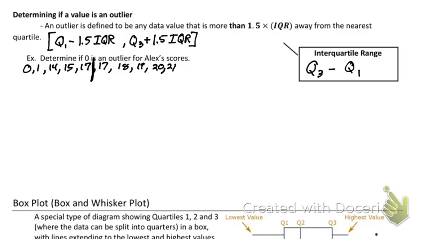Once again, I do this every single time: I do my n plus 1 divided by 2. I think it makes it a little easier. So my quartile 2, or my median, is 17. My quartile 1 is going to be smack dab between 0, 1, 14, 15, 17. That's 5 pieces of data. 5 plus 1 divided by 2 is going to be 3. 1, 2, 3. This is going to be my quartile 1. And then my quartile 3 will be that 19.